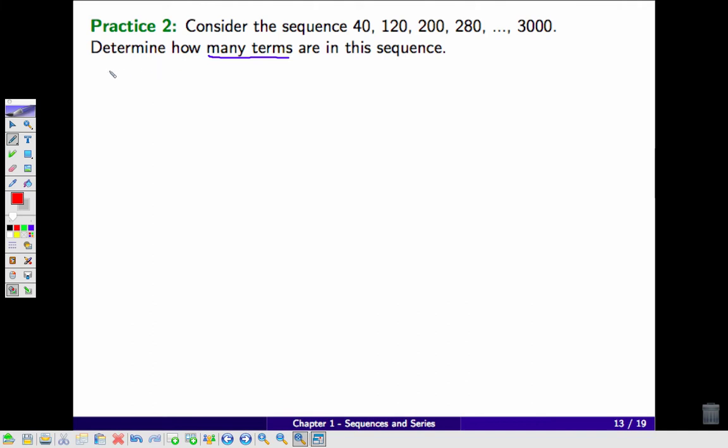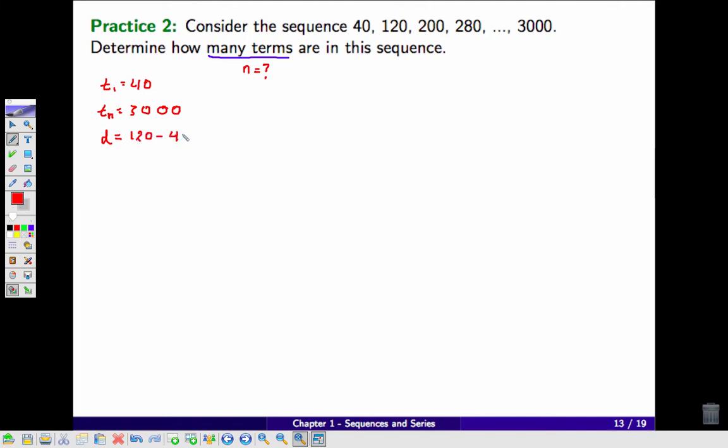So if I was to write down what we're given, and the question is to determine how many terms, this question's actually looking for n. That's the difference here. T1 is given at 40 and Tn is actually given at 3,000, right? It gives you the final term. It also gives you D, which will be 120 minus 40.